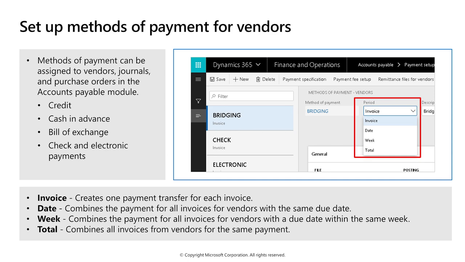Invoice means it creates one payment transaction for each invoice. Date means the system combines the payment for all invoices for vendors with the same due date. Week means the system combines the payment for all invoices for the vendors with a due date within the same week. Total means the system combines all invoices from vendors into the same payment.